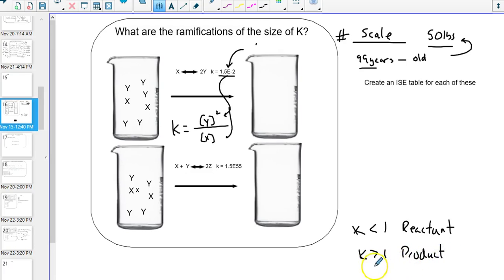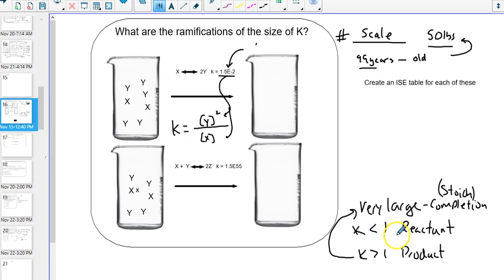You should realize that a very, very large K, and it depends what scale you're on, really, essentially means that we're going to completion. And this is just stoich, like we would normally do. Now, if we're talking about something like the concentration of lead ions in Flint, Michigan water, just having any lead in the water is really bad, so very small amounts matter. But for a lot of chemical reactions, with small amounts, it's basically gone. So it depends on what you're looking at.